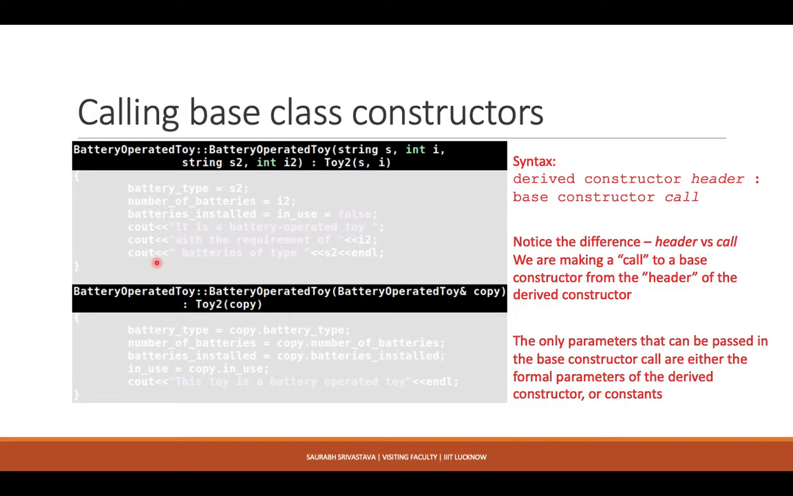Whenever you have a class hierarchy, the constructors of the classes are called in the order of base to derived. So the class that is at the top, the constructor for that class is called first, and then it goes down to the derived levels.